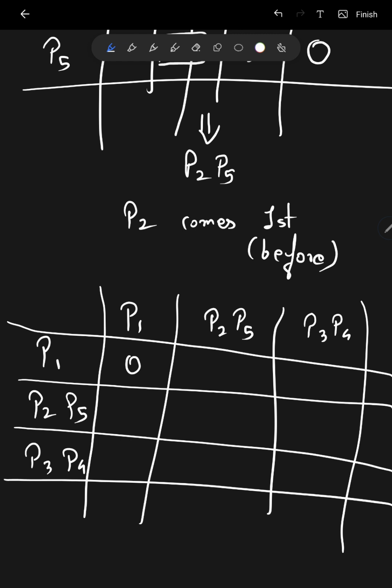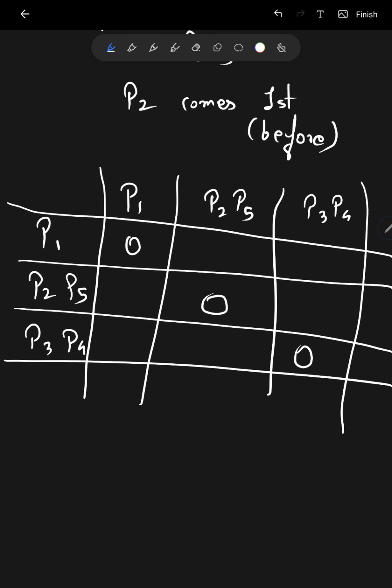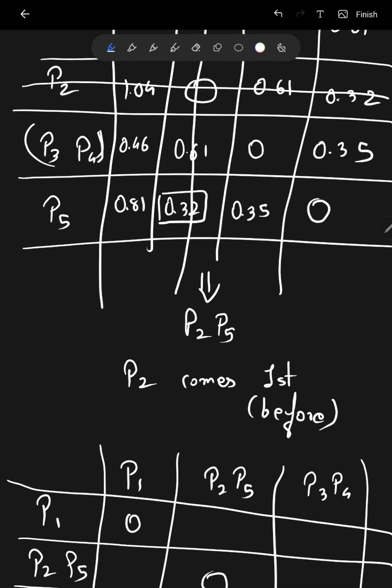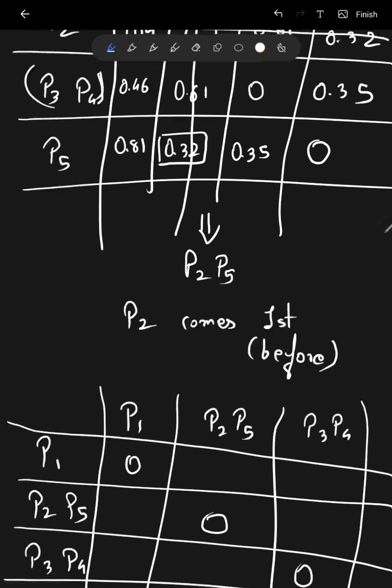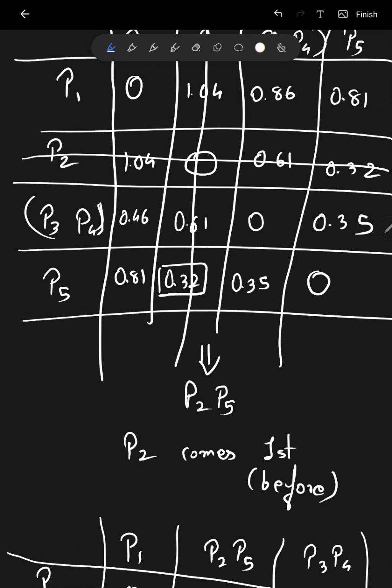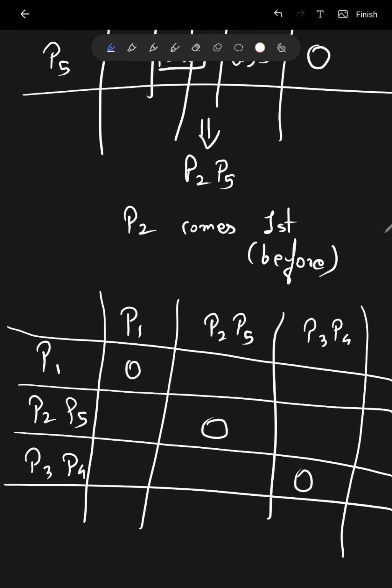So again we can fill the diagonals. Yes, so after filling the diagonals for P2 and P5, we'll fill the values of the remaining places. So here in P2 and P5 we will fill with the remaining values. So P2 will fill the values of P5, so 0.81, and here 0.35. Then here P3 P4 will fill it as 0, same 0.46, 0.35, and P2 P5 again 0.81 and 0.46.